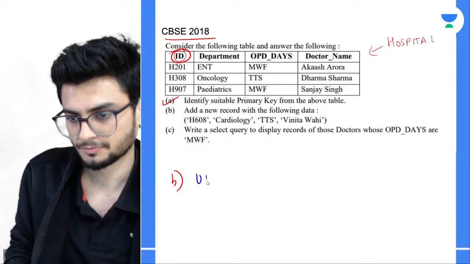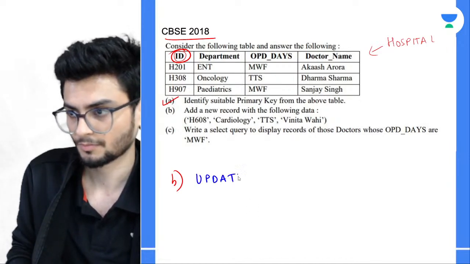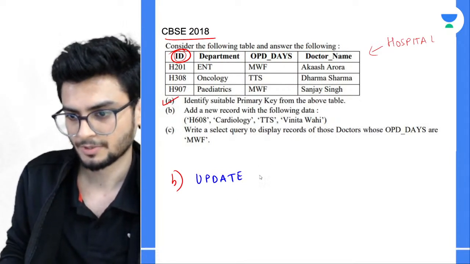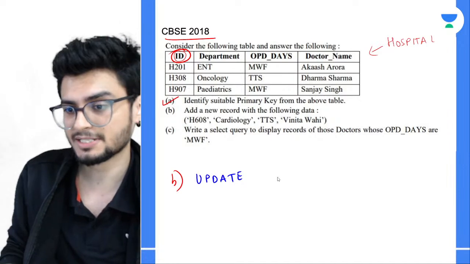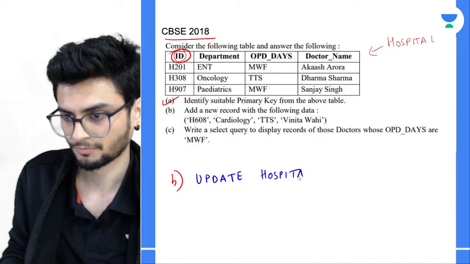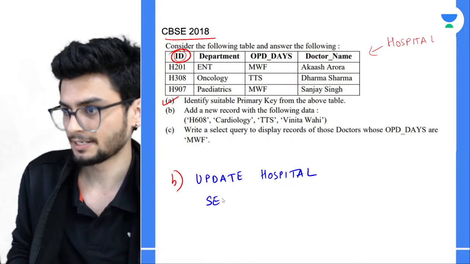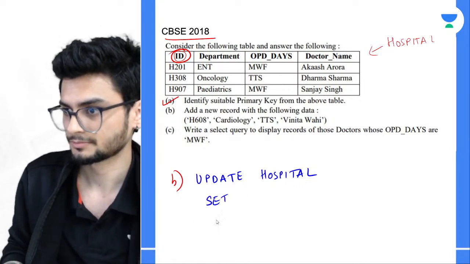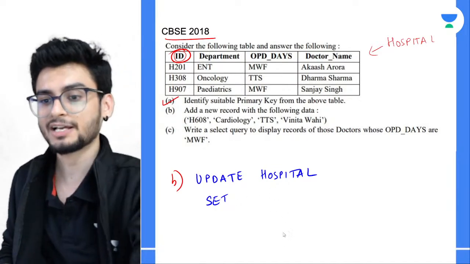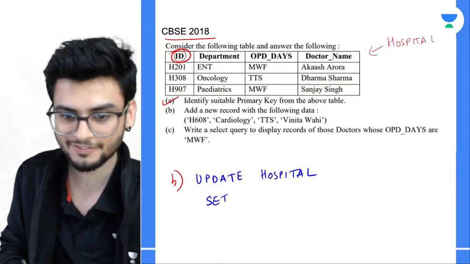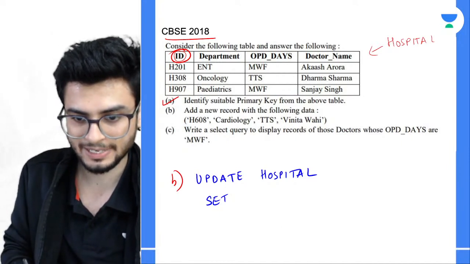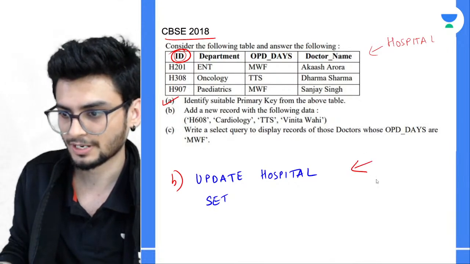We use update, right? Then we write the table name. We can name this table as hospital. Set. What do we want to set now? Okay, all right. So we are adding a new record, so for that we do not need to use this. This is basically for updating.